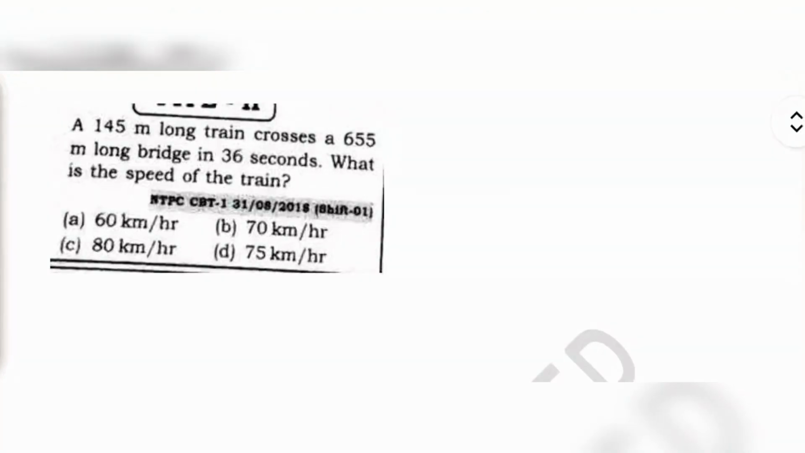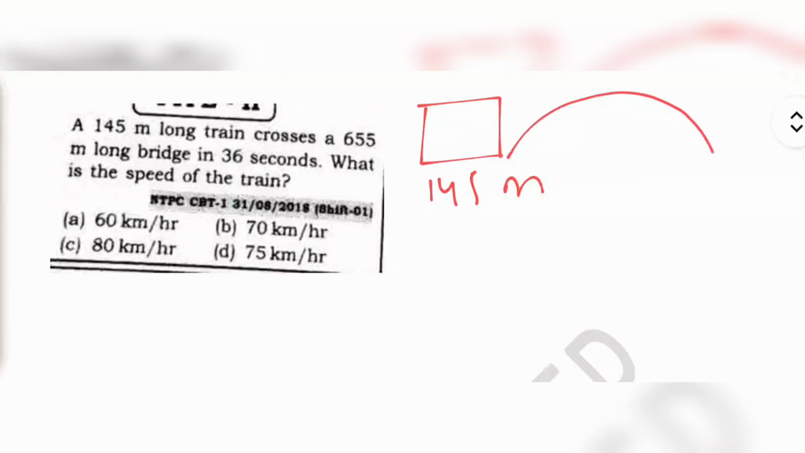A 145 meter long train crosses a 655 meter long bridge in 36 seconds. What is the speed of the train? Here the length of this train is 145 meters. There is a big bridge here, which it crosses in 36 seconds. The length of the bridge is 655. What is the speed of the train?